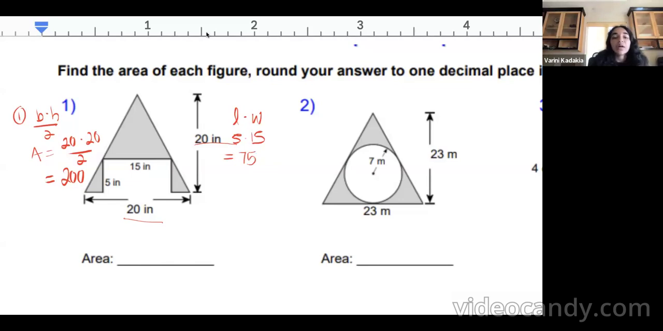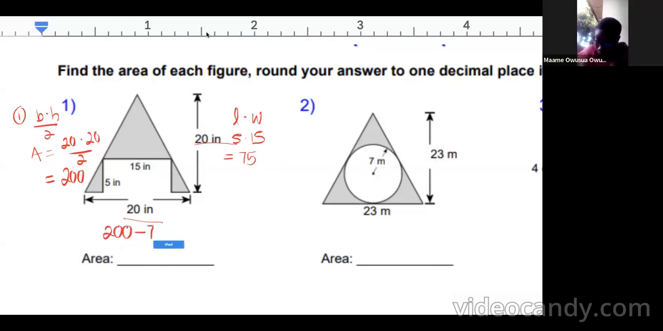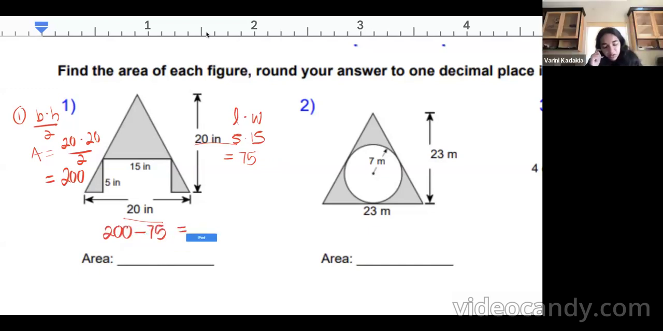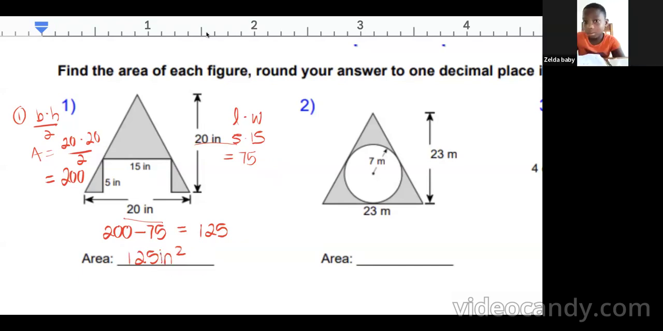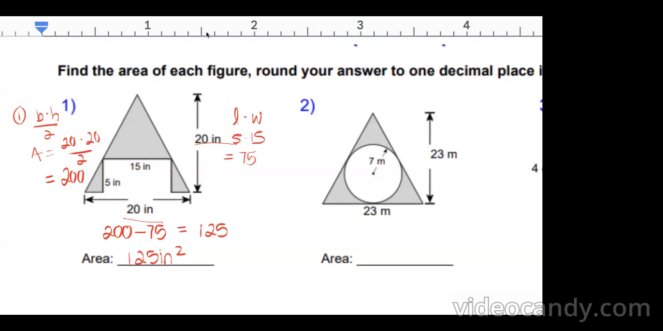Right? So to find the area of the shaded region, we're going to subtract the area of the rectangle from the big triangle. So we're going to get 200 minus 75. And this gives me 125. So my answer would be 125 inches squared. Does that make sense to everyone? Yes.